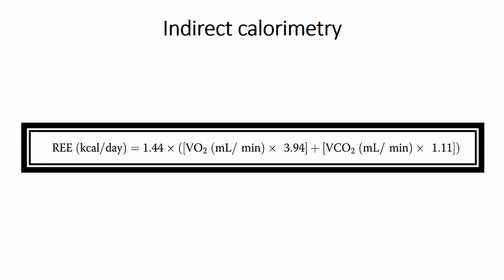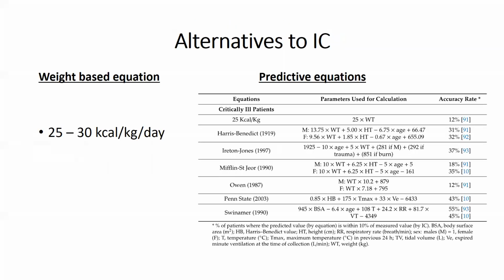So like I said, only about 0.5% of ICUs have indirect calorimetry at their bedside available. So how are we going to determine resting energy expenditure? Well, here are some alternatives. There are weight-based equations and there are predictive equations. But if you look at the predictive equations, the accuracy rate, not so great. The highest accuracy rate is about 55%.